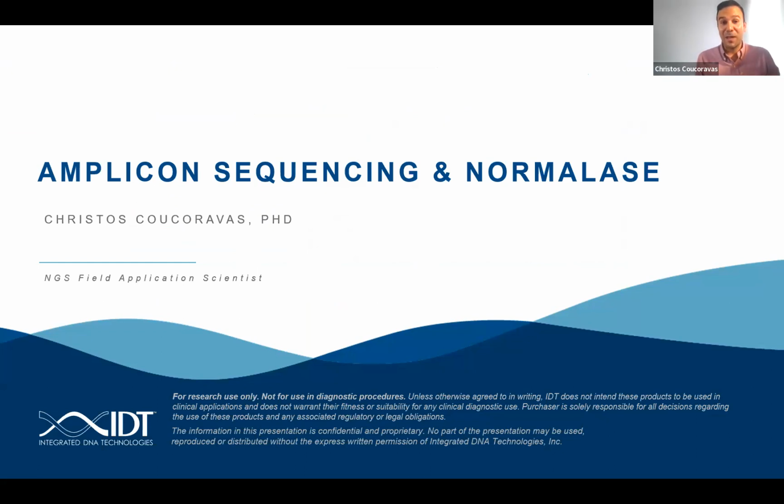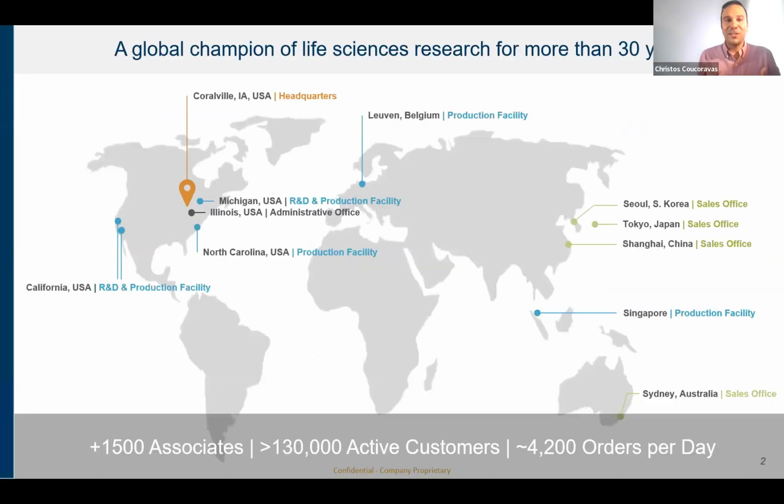So today we're going to talk about Amplicon sequencing and the Normalase technology. So I will just do a small intro about IDT. IDT, Integrated DNA Technologies, is a company that has a history of more than 30 years in the life science research. We have our headquarters in Coralville, in Iowa, in the US, where we have also several R&D and other production facilities. We also have two very big production facilities, one in Leuven, in Belgium, to accommodate our European customers, and one in Singapore for our Asian customers.